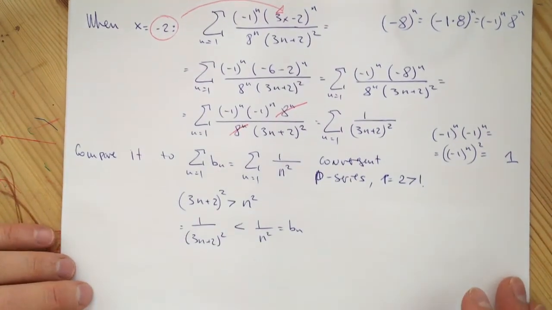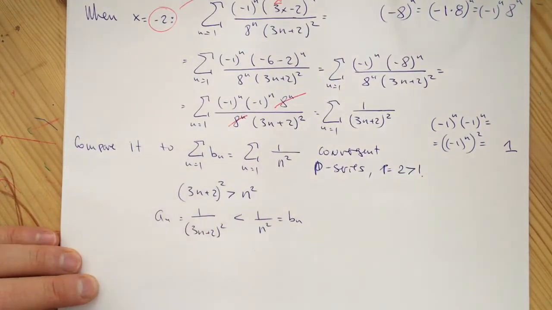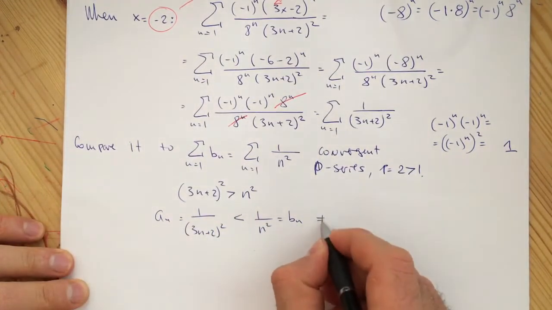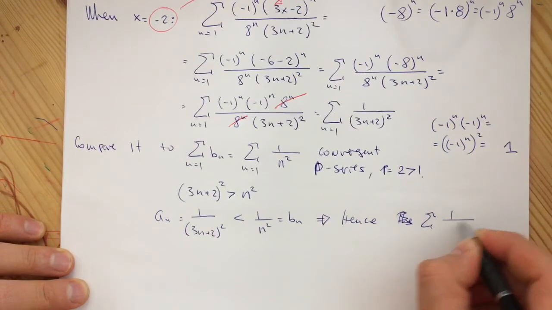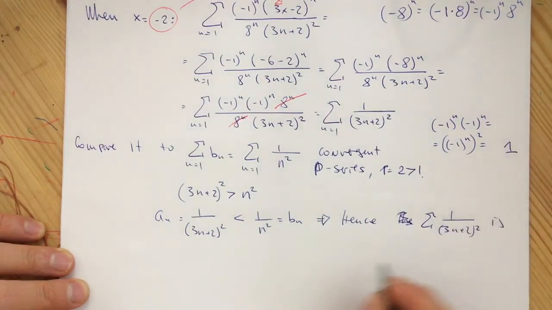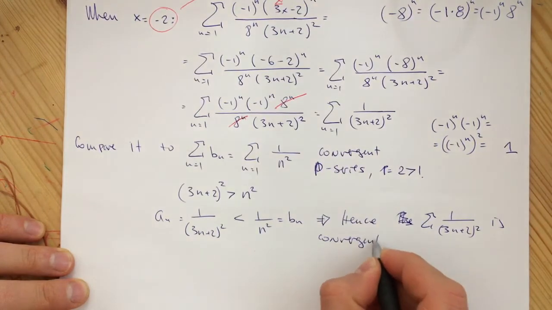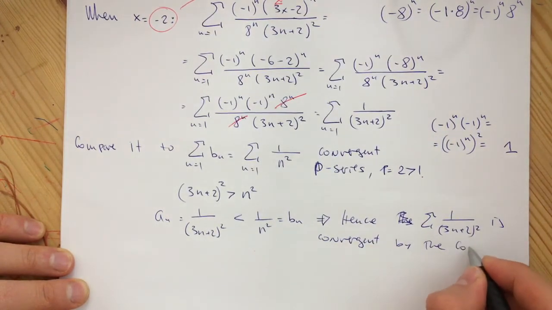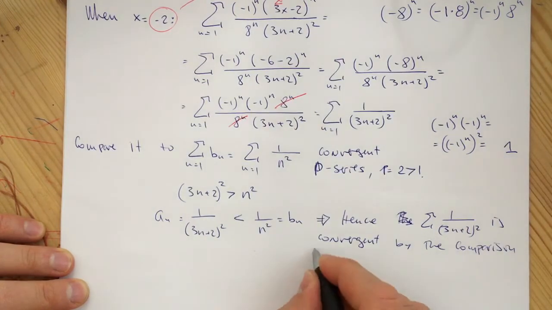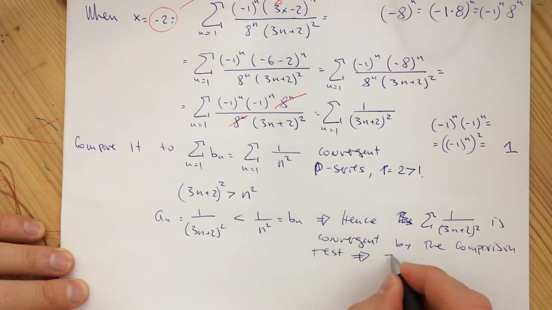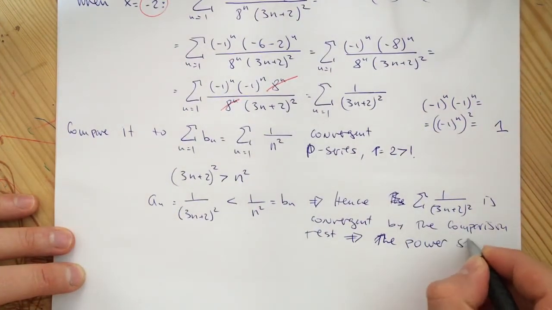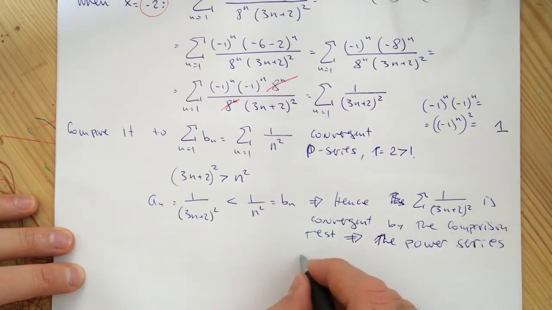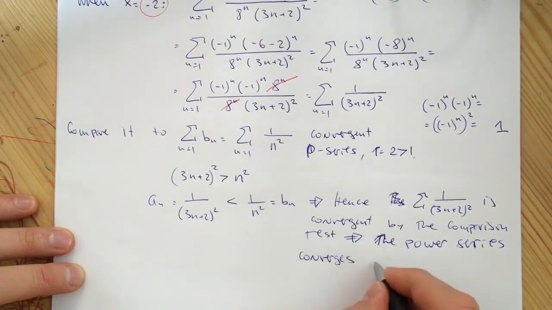I get what I needed in order to use the comparison test, so here we can conclude that 1 over (3n plus 2) squared is convergent by the comparison test, which implies that the power series converges at the left-hand point when x is equal to -2.